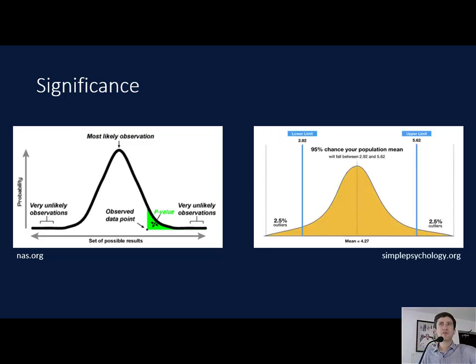And then here's the illustration of the 95% confidence interval. If our data is normally distributed with a mean of 4.27, there's a 95% chance that our population mean falls between 2.92 and 5.62. 95% confidence interval.